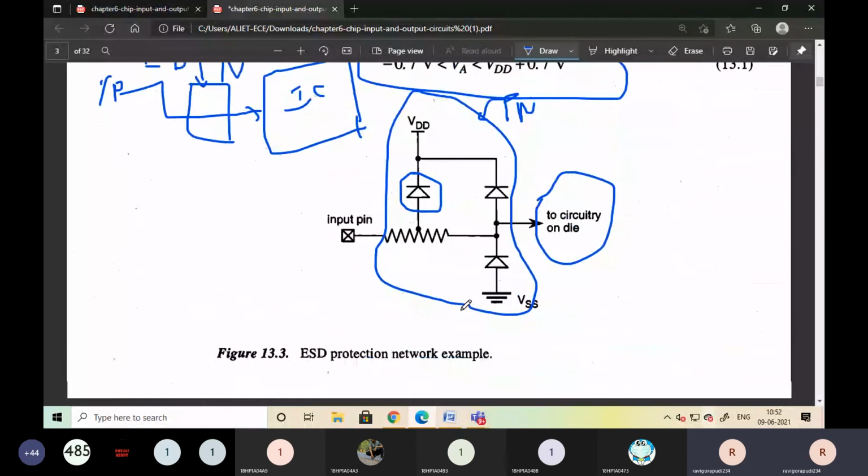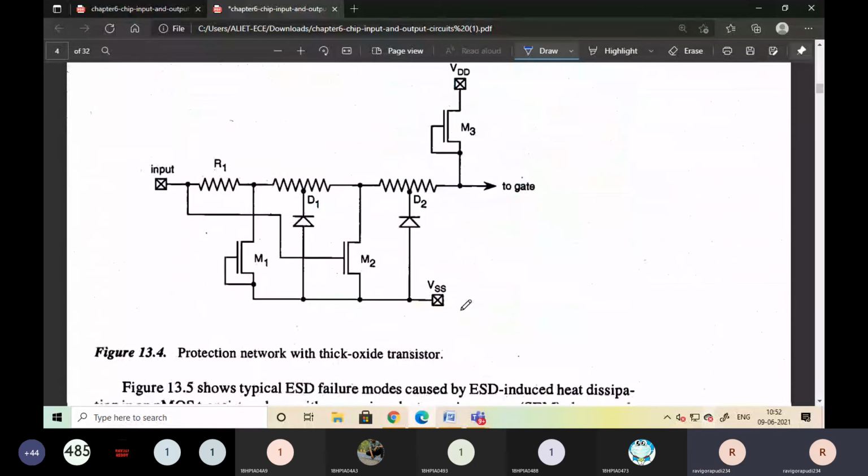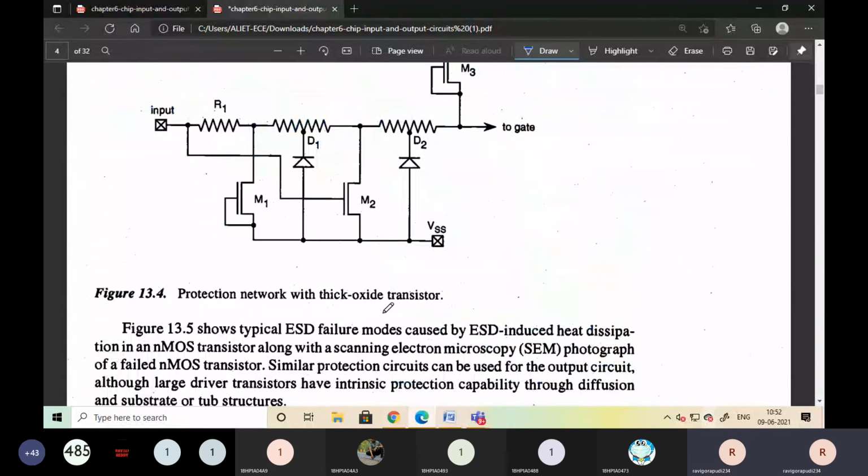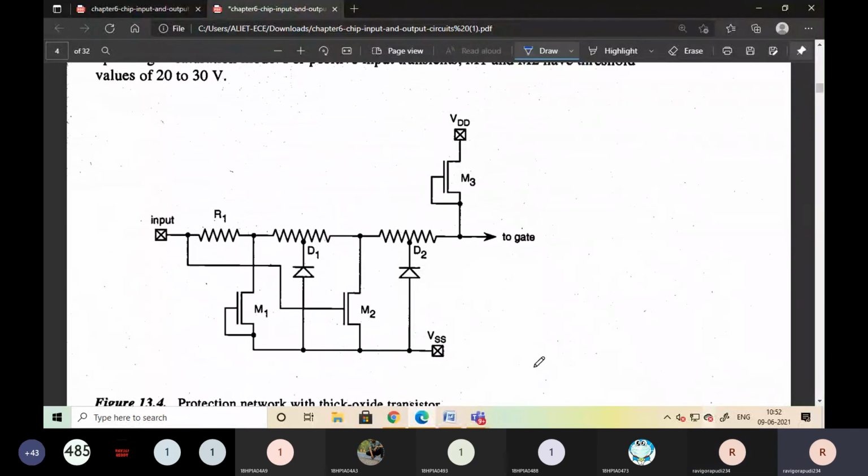If it is over, then go for the advanced protection network. Time is over. Clear? Okay, any doubts, anyone? Of course, the maximum number of students have joined. Very good.